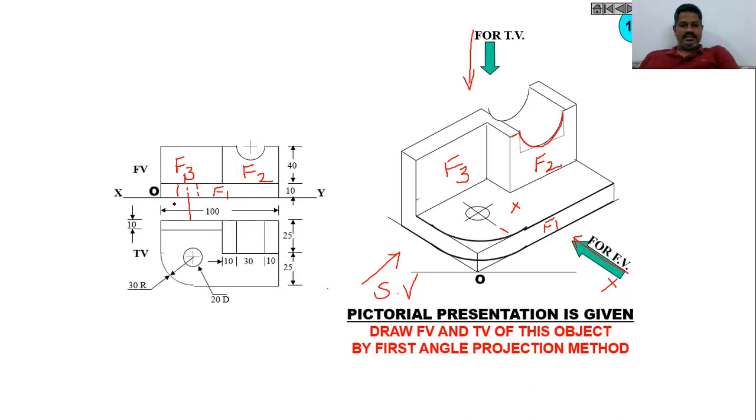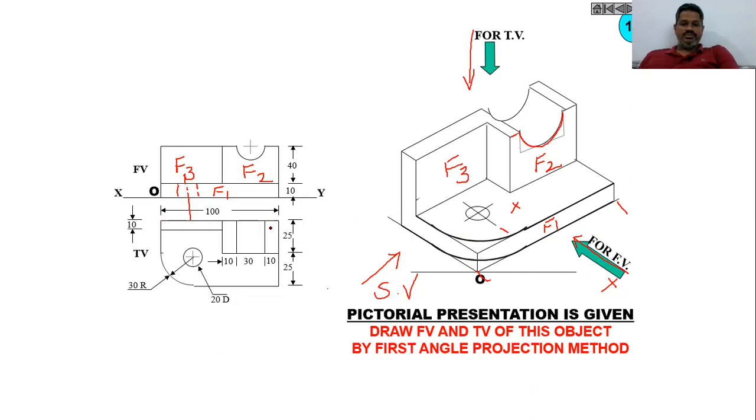As I said, the length of this component is 100. It is not mentioned in the front view as well as the three-dimensional component. Hence take the length of the component as 100. The overall length of this component is 100 from here to here, which is not mentioned in the three-dimensional component. It is mentioned in the front view and top view.